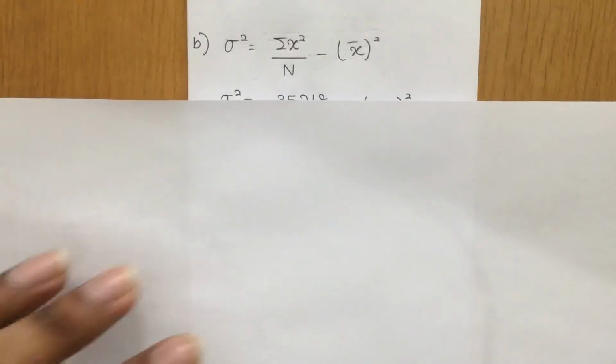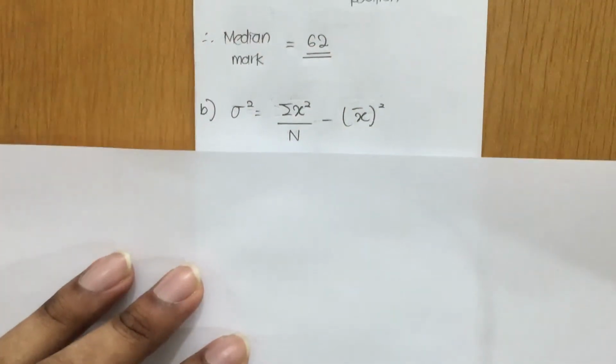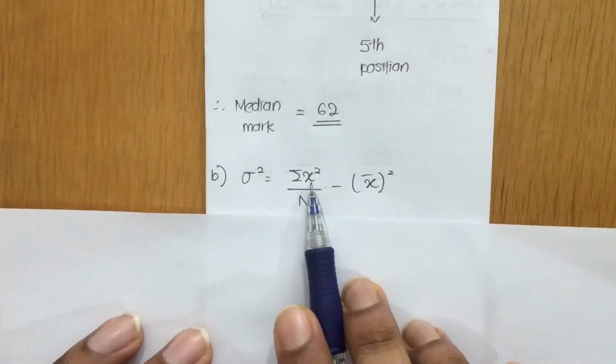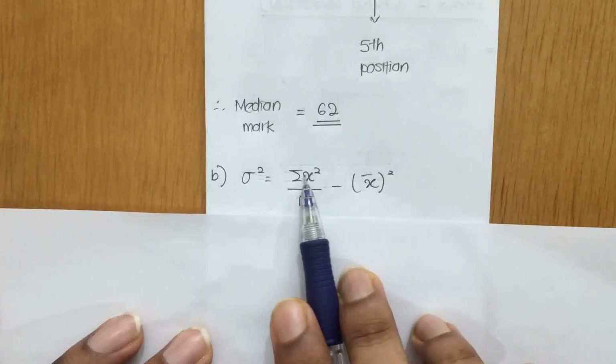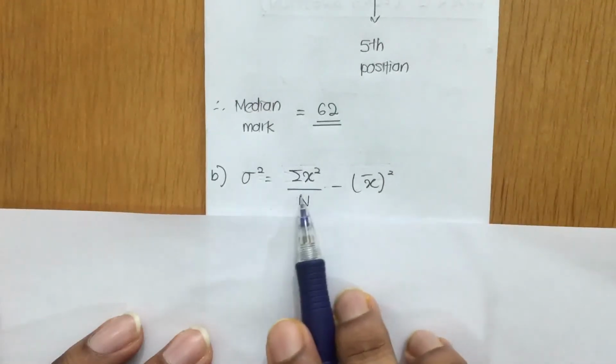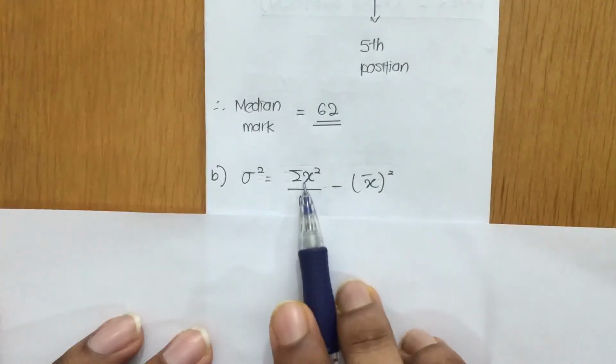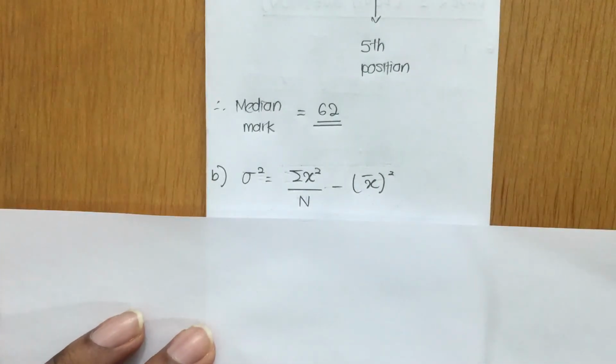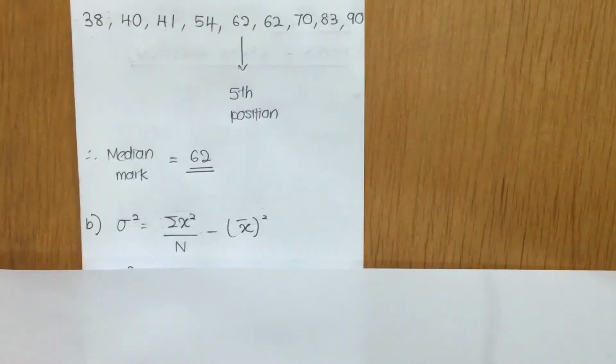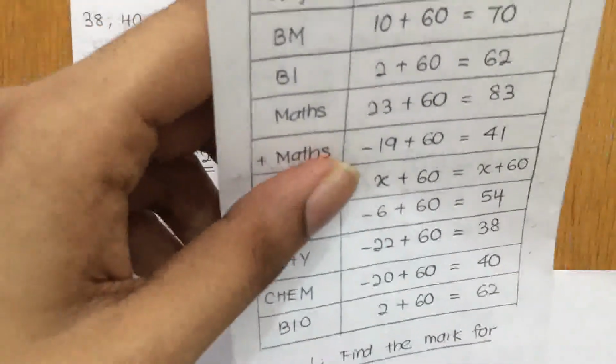Since this is ungrouped data, the formula for variance, sigma square, is equal to the summation of the squared values divided by n, minus the mean square. So this summation of x square, how are you going to find it? I'm going to show you now.